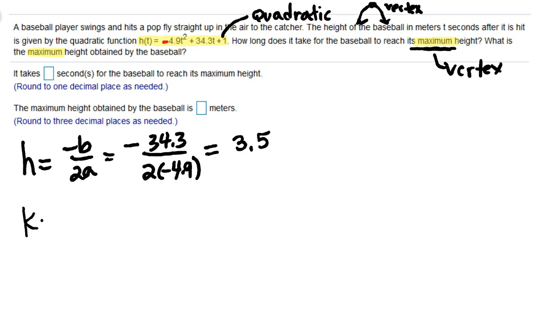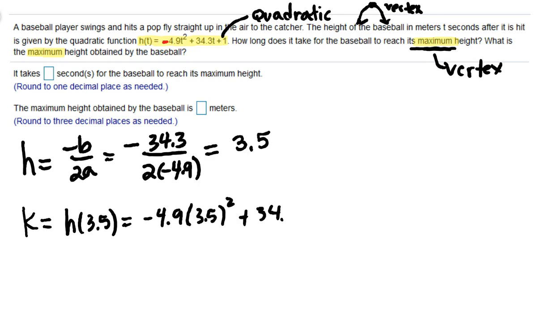Then we can find the k by substituting that 3.5 into the function. So we have h of 3.5. That's negative 4.9 times 3.5 squared plus 34.3 times 3.5 plus 1. And if we put that in our calculator, we get 61.025. It says to round to 3 decimal places, so that is the answer.